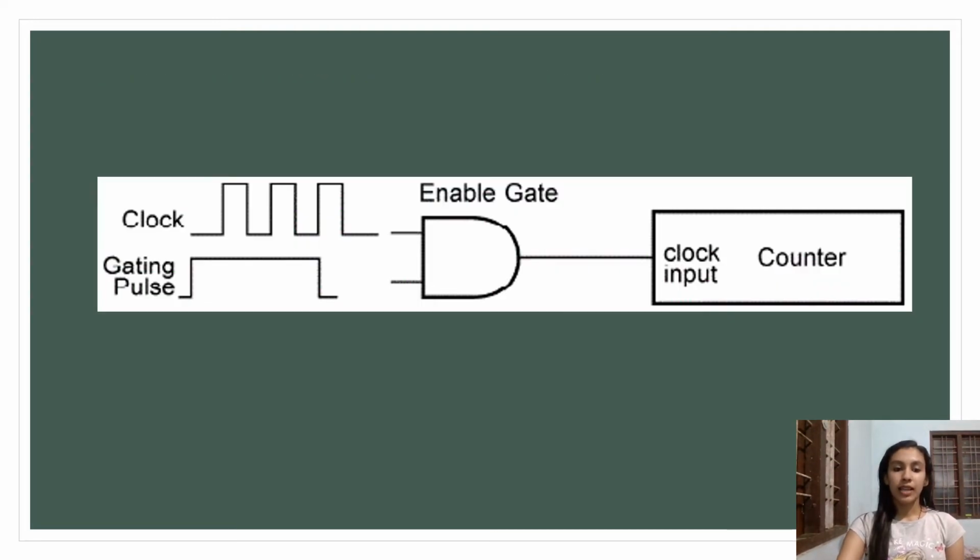Now we can see that in this diagram we have used an AND gate to enable the circuit, right? And the clock pulse is given. So this AND gate acts as an enable gate.